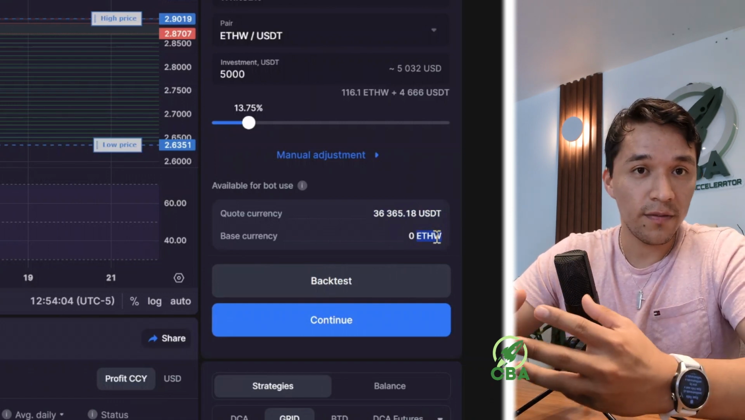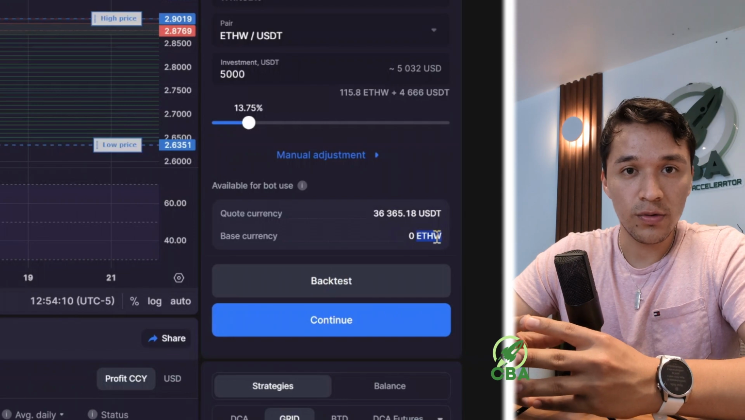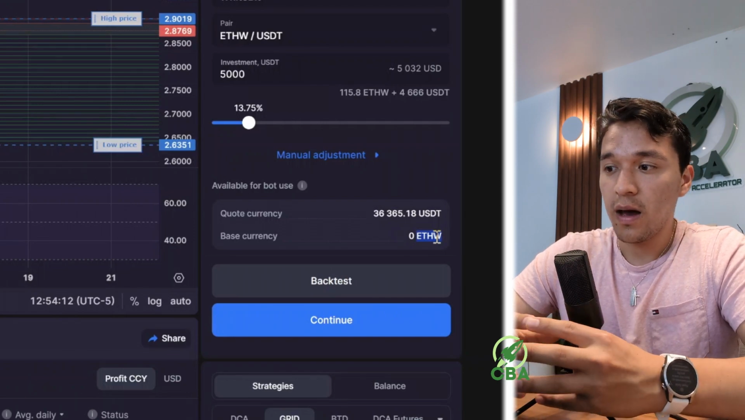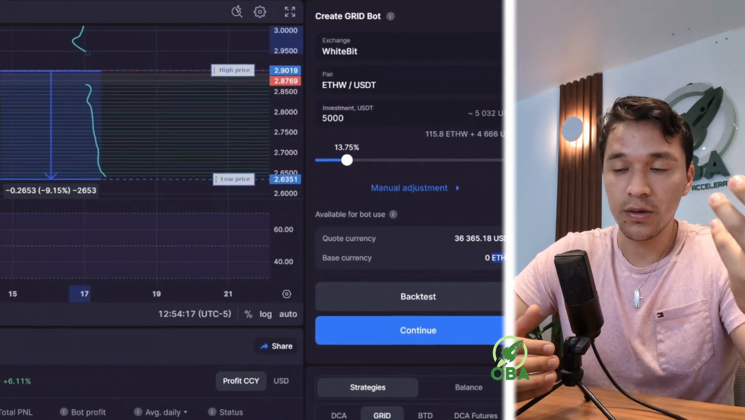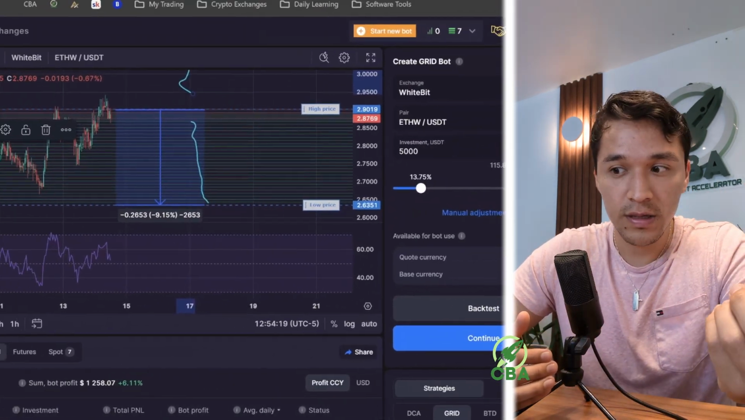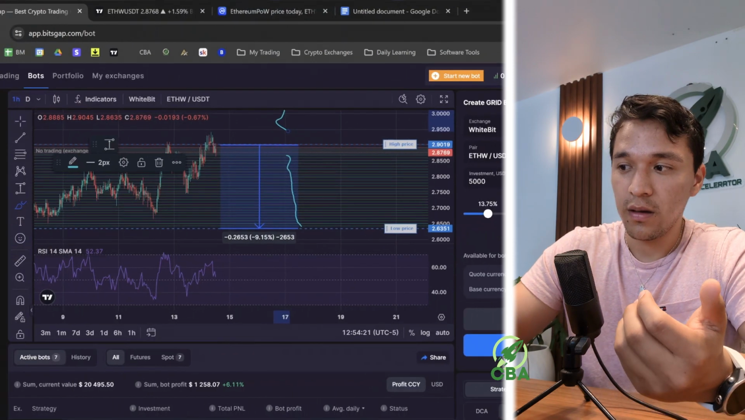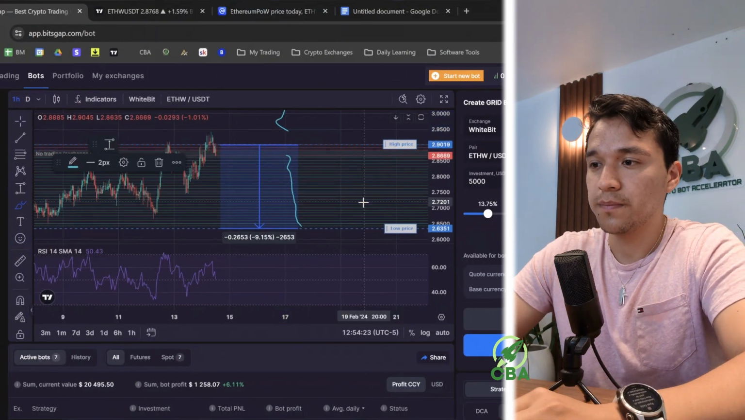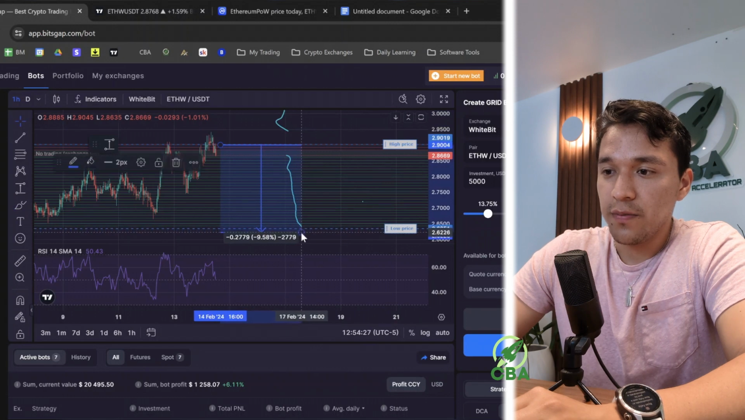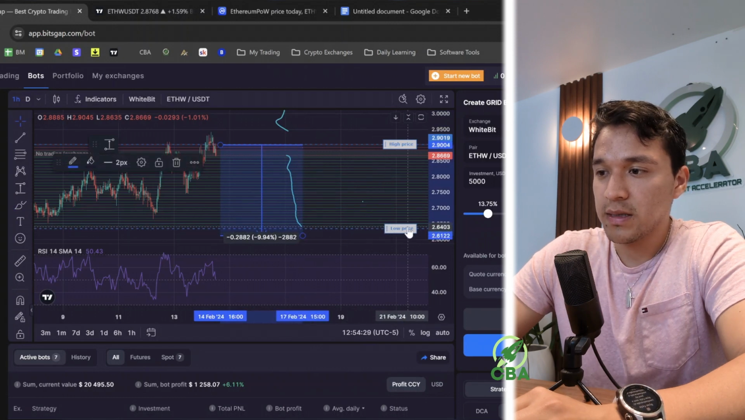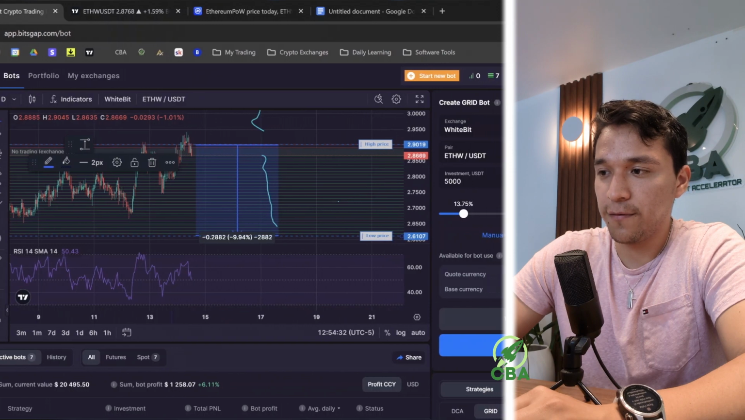But just so you have an idea, quote currency is what we use to make the profits with, and base currency is what we're trading. So we're using USDT, we're profiting with USDT, but we're trading Ethereum W. Okay, so I'm gonna set it up with a 10% grid range, and then I'm gonna backtest it and see how well it performs.